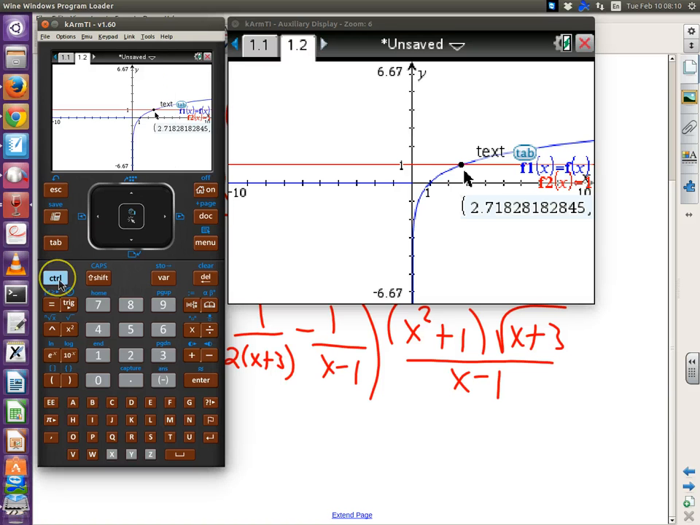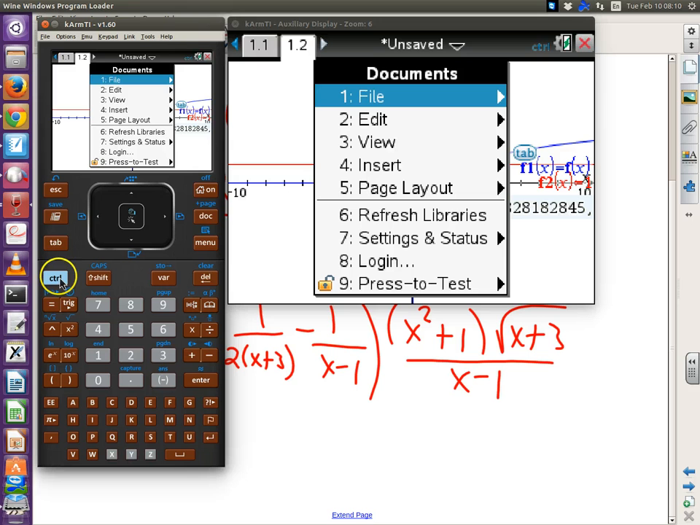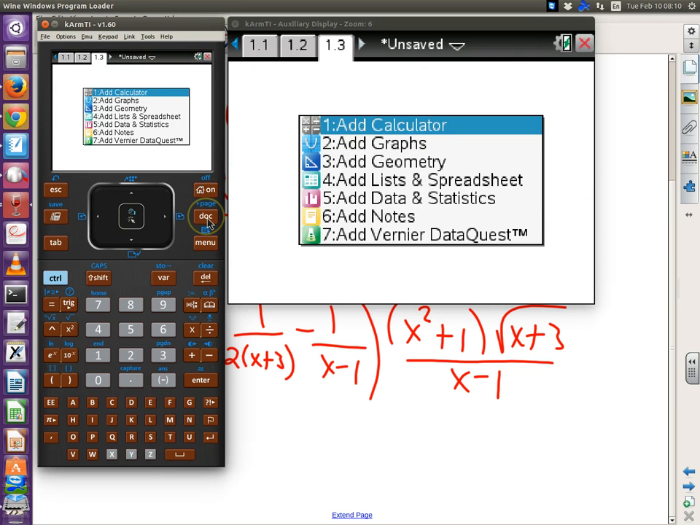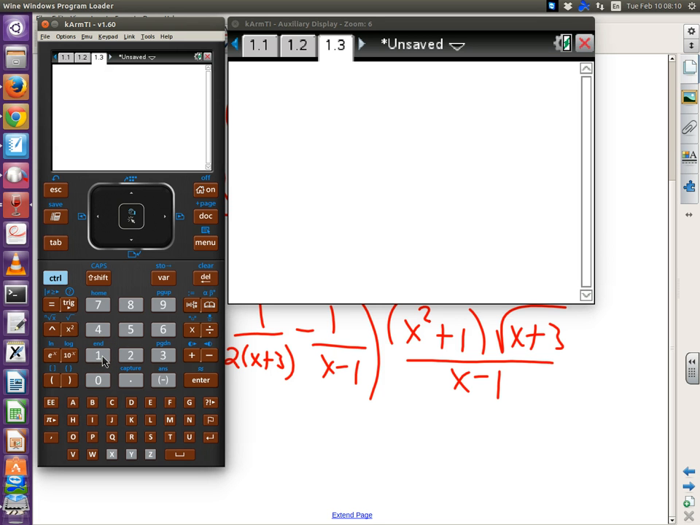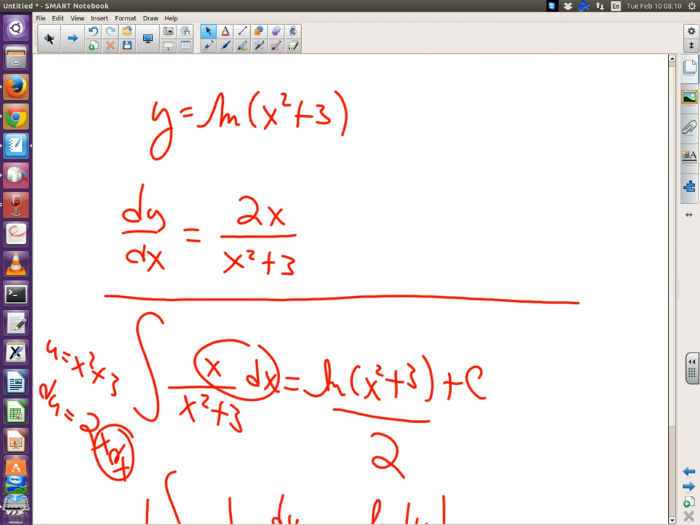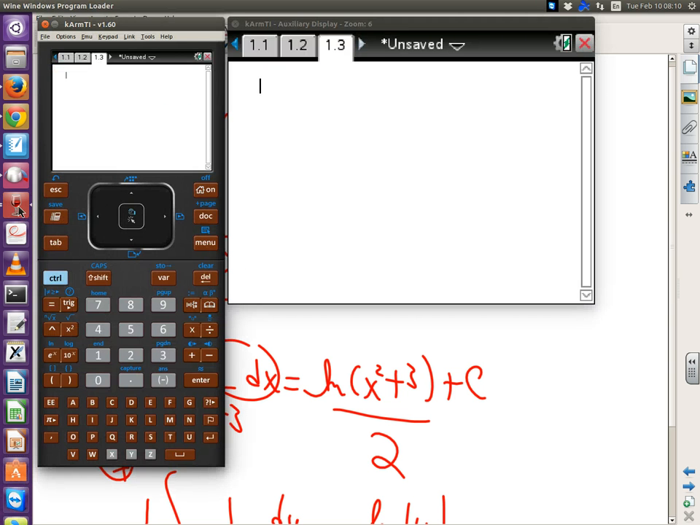Let's get a calculator screen. Why does it always do that? Okay. And I want the derivative, the first one was ln of x squared plus 3, right? Let's check that. The derivative of this is this. All right, so let's check that on the calculator.